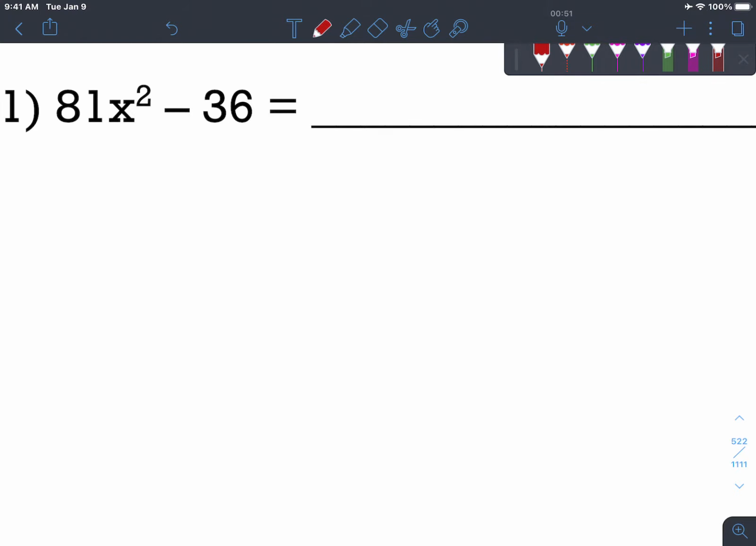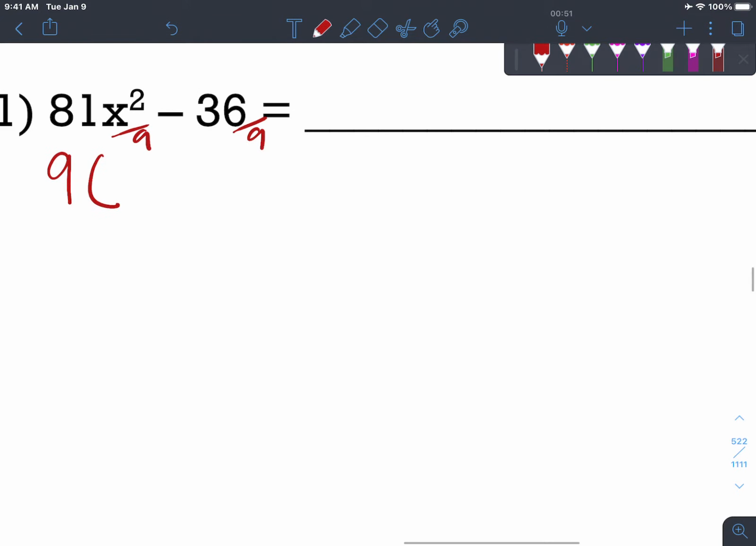Let's look at this one here. And I want to ask myself, well, do they have anything in common? And it looks like they're both multiples of 9, maybe? So let's go ahead and take that 9 out. And everything I see, I'm going to divide by 9. All right. Looks like I can't really get anything else out. So that was step one, getting my greatest common factor.